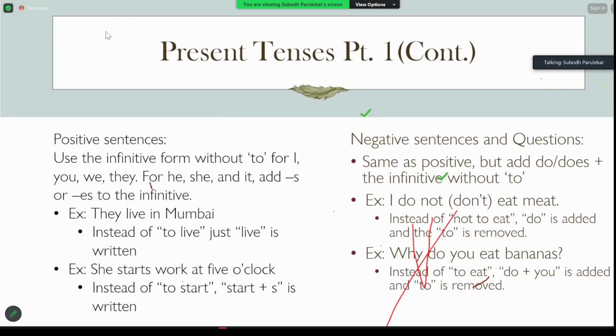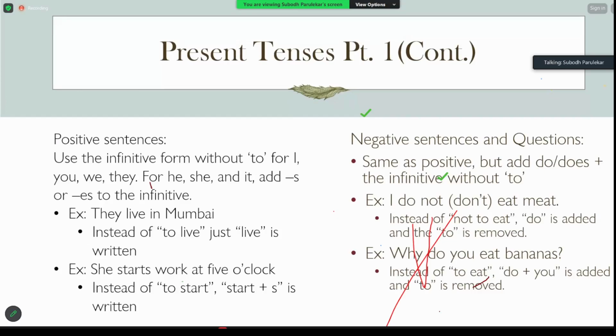The next thing we're going to be looking at is negative sentences and questions. So this is very similar to positive sentences, but you do add a do/does and follow the same rules. So let's think about the positive sentence, I eat meat. If we want to say we don't eat meat, we say I do not eat meat.